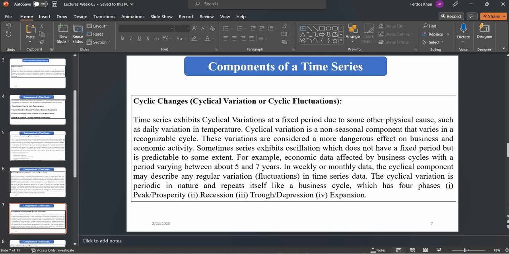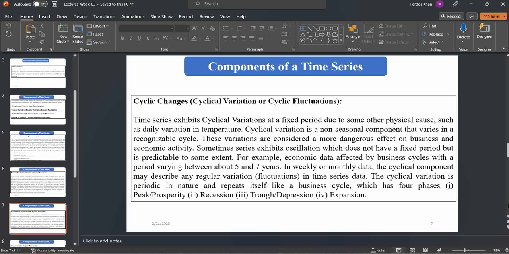Sometimes series exhibit oscillation which does not have a fixed period but is predictable to some extent. For example, economic data affected by a business cycle with a period varying between about 5 to 6 years. In weekly or monthly data, the cyclical component may describe any irregular variation or fluctuation in time series data.